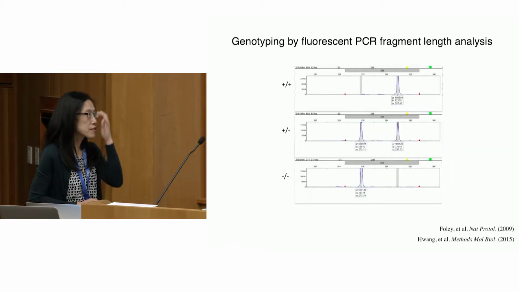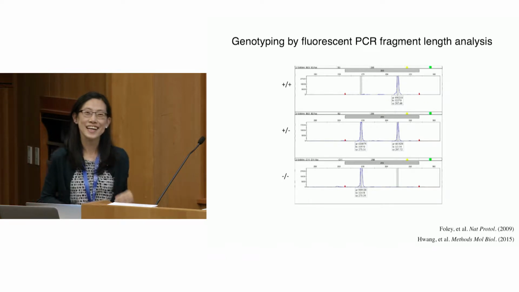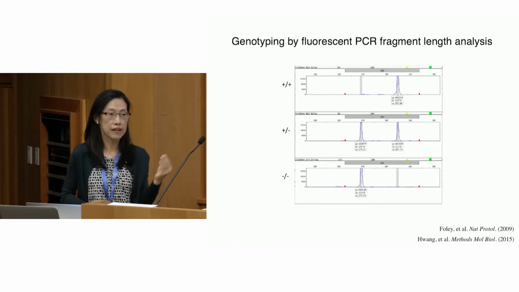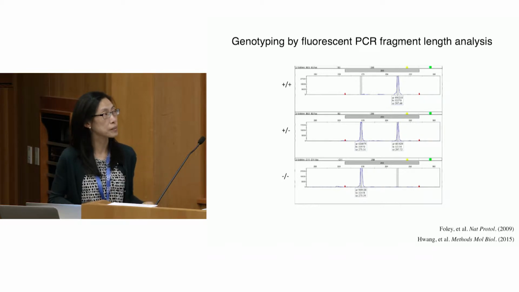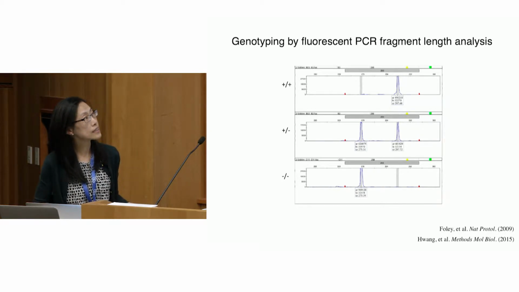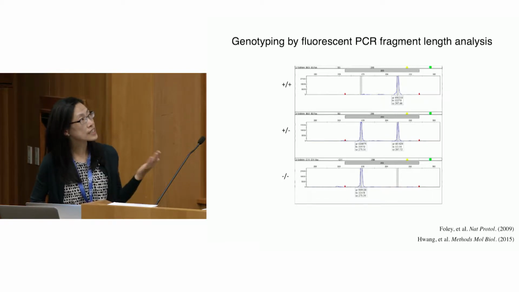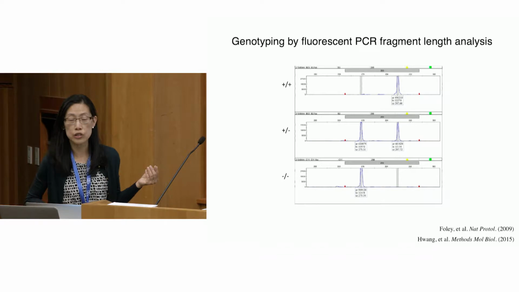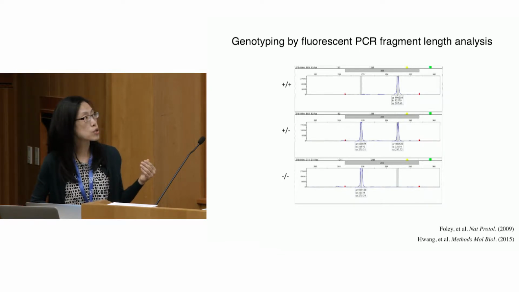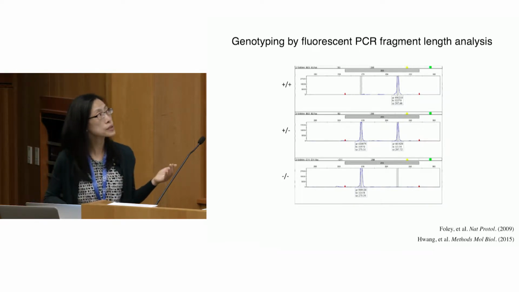We also use the fluorescent PCR fragment length analysis to identify founders and also for genotyping. You can see here that using this analysis, you can identify the wild-type fish, the heterozygous fish, and the homozygous fish. And not only that, you can also determine their insertion or deletion size, so you can identify different mutant alleles.